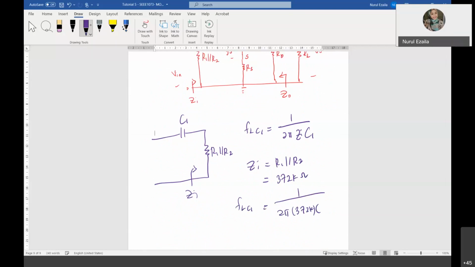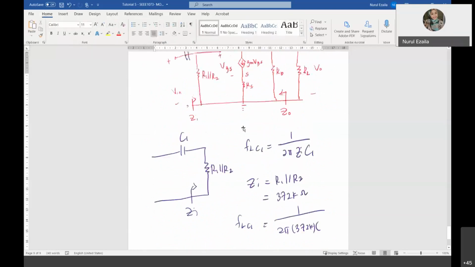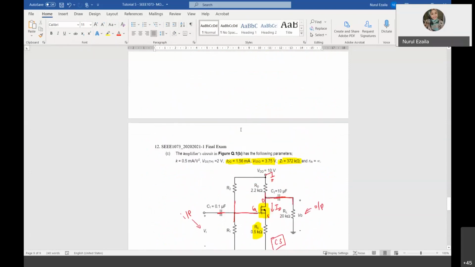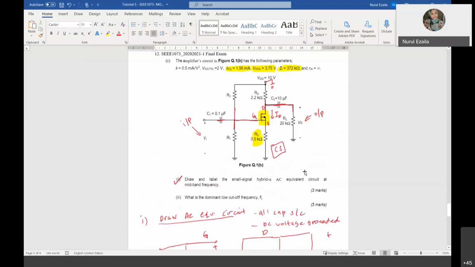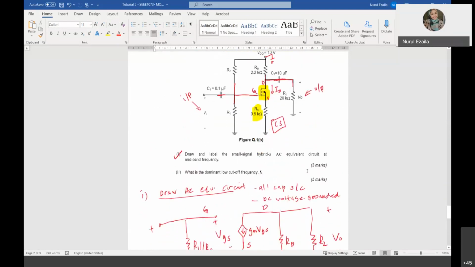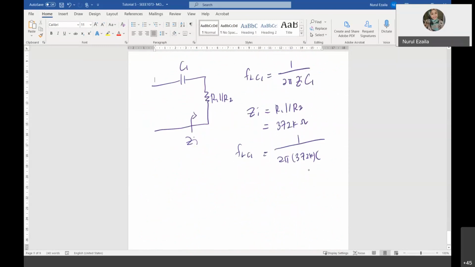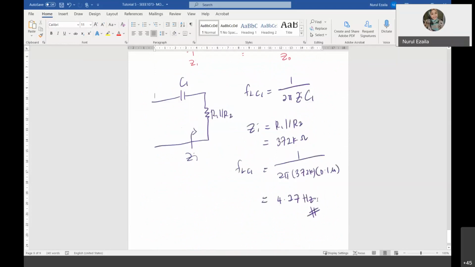Therefore, FLC1 is equal to 1 over 2 pi times 372K times C1. Is C1 given in the question? Yes, 0.1 micro. So here FLC1 is equal to 4.27 hertz.